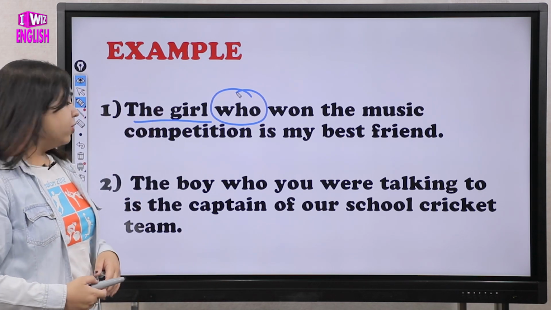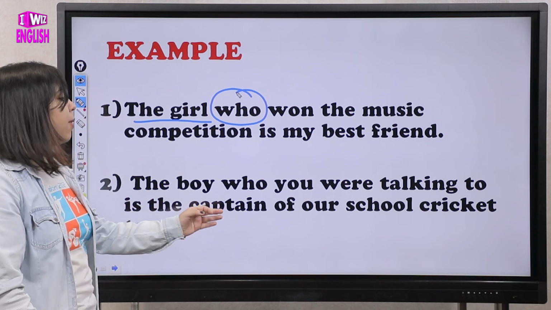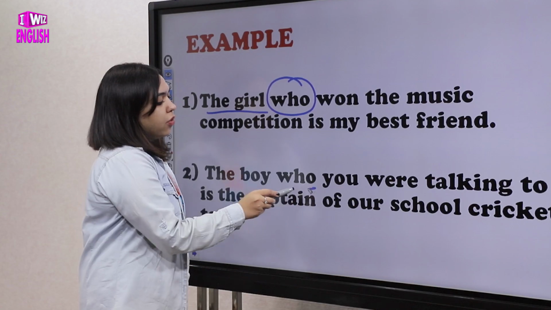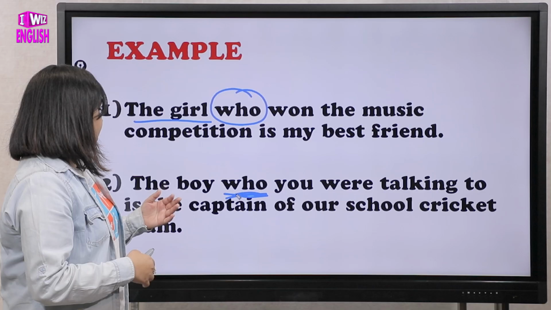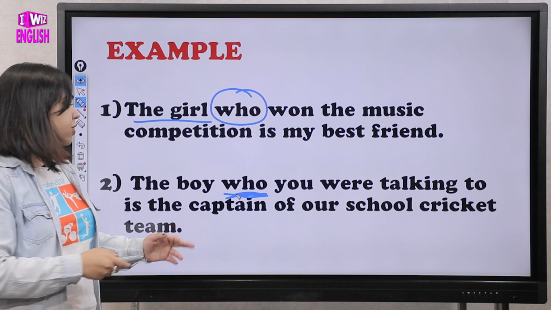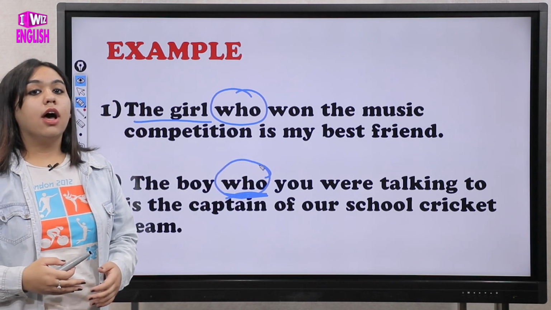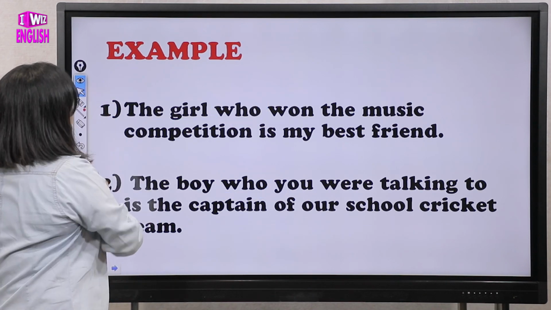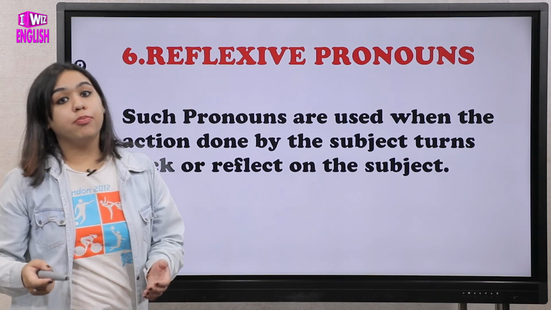Okay, the next example is, the boy who you were talking to is the captain of our school cricket team. Again, you see, I am showing a relation here, that the boy you were talking to is the captain of our school cricket team. I hope that this is clear. Wherever the pronouns we use to relate are called relative pronouns. So we'll be moving on to our next type of pronouns, that are reflexive pronouns.